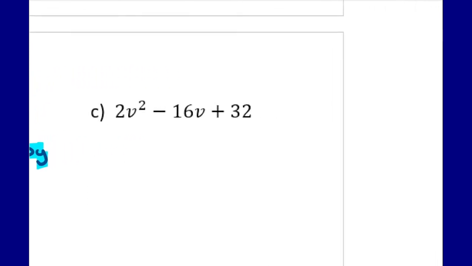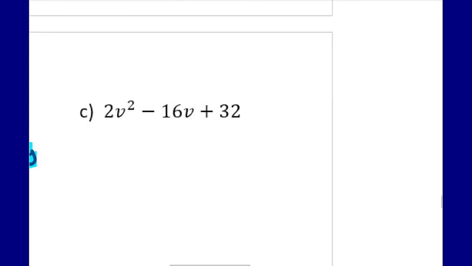Let's check this last example. So if I take the square root of 2 and the square root of 32, those don't work out to nice numbers. They're not perfect squares. So if they're not perfect squares, let's check to see if we can common factor. I can factor out a 2 from everything. So 2v squared minus 8v plus 16.